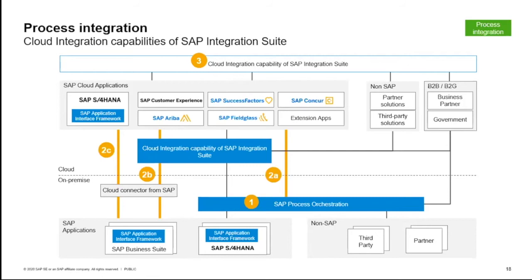And here we have outlined the different integration options. For instance, to leverage SAP Process Orchestration for on-premise to on-premise scenarios. We have the cloud integration capability of SAP Integration Suite in place for facilitating cloud-to-cloud and hybrid scenarios. And here also the option to go for direct integration options, leveraging, for instance, the Cloud Connector from SAP to establish a secure connection from your on-premise landscape environment towards the cloud.